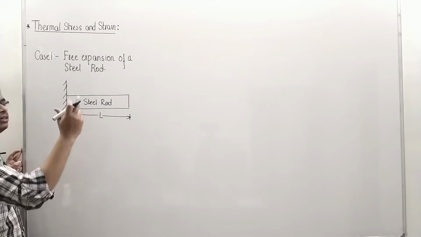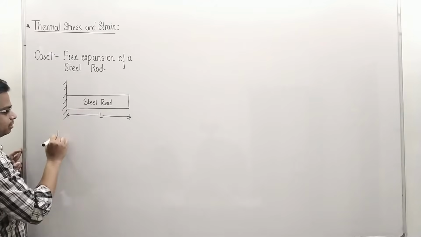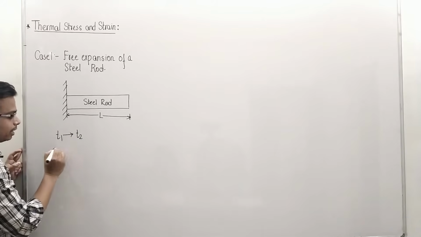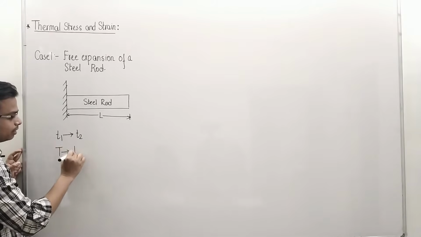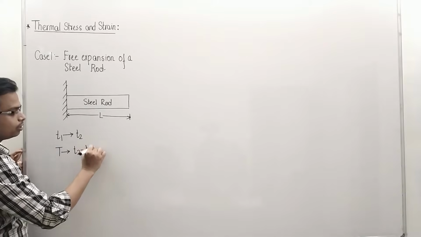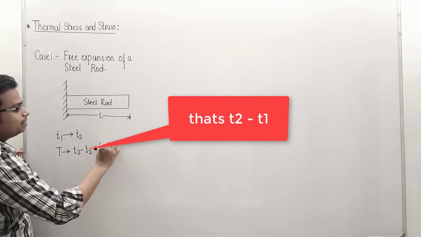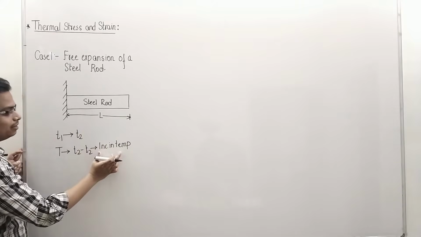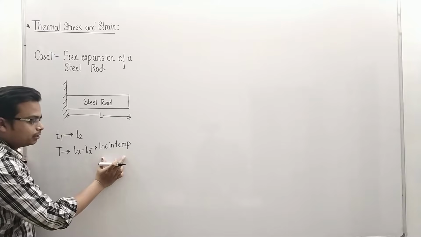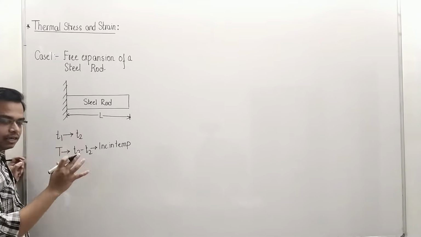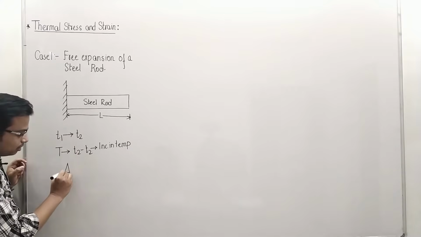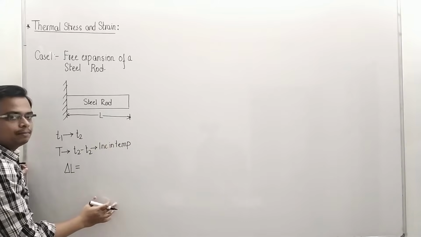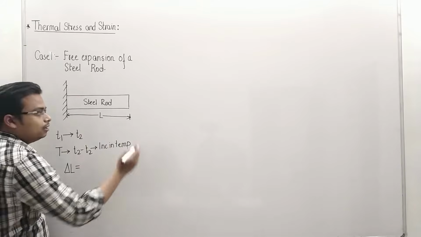What happens if the temperature rises? Let's say initially the temperature is T1 and the temperature changes or rises from T1 to T2, right? So let's say ΔT is the change in temperature, or you can also say this is the increase in temperature. What will happen to the length of the steel rod whenever there is an increase in temperature? Remember, it's an established fact that if there is going to be an increase in temperature, then there is going to be an increase in length.